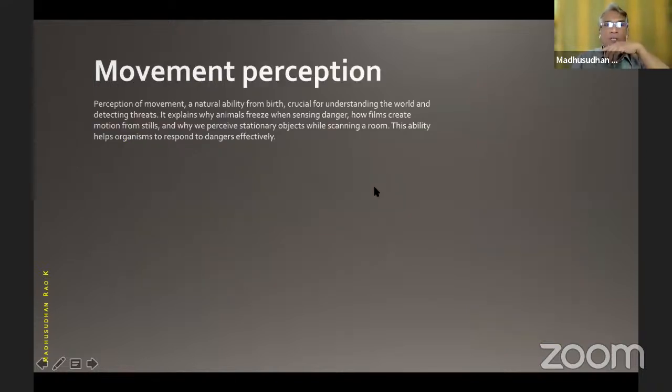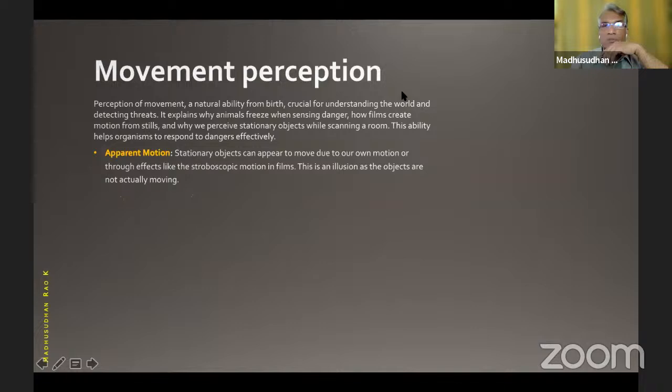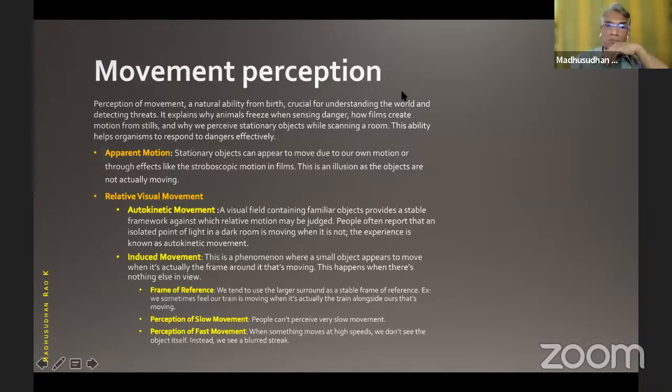So movement and perception. See, this is very important. Apparent motion. Stationary objects can appear to move. Well, you would have been driving somewhere, or going in a bus, and you would see objects moving. You are stationary, but objects are moving. This is an illusion of objects not actually moving. So I think you would have noticed it. And sometimes all these things you would be noticing in day-to-day life.